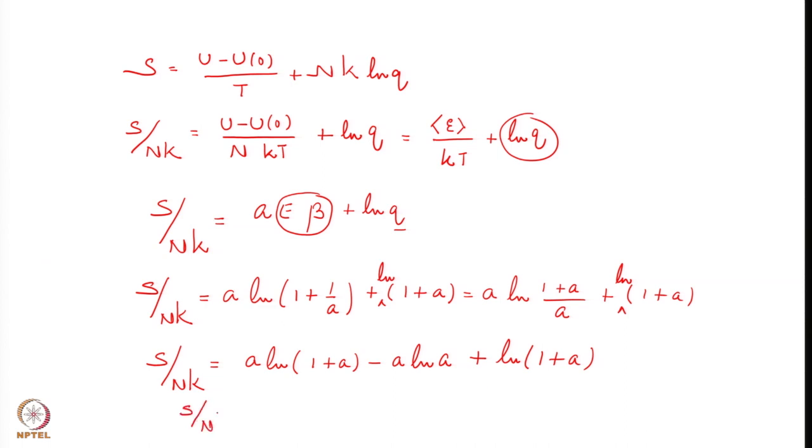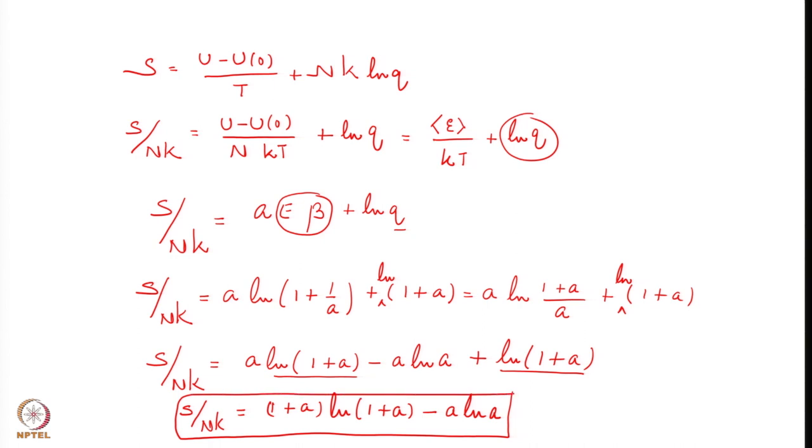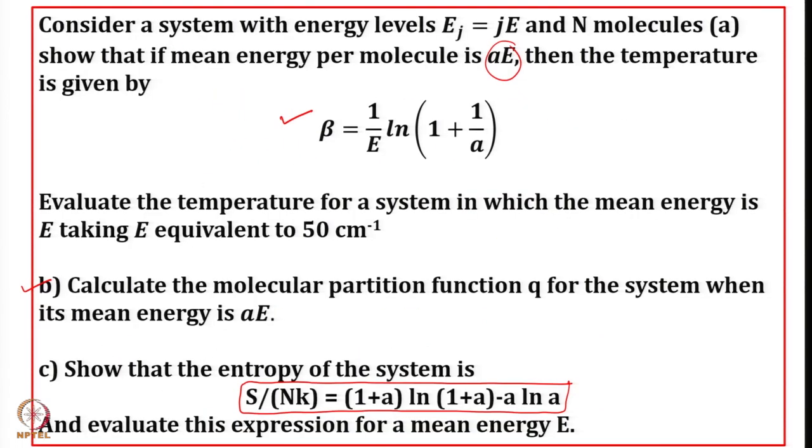Going further, S by NK, I can take log 1 plus A as common, and then it will be 1 plus A. So, 1 plus A log 1 plus A minus A log A. I have taken log 1 plus A common. So, what I have now is this expression, S by NK is equal to 1 plus A log 1 plus A minus A log A. Let us look at what was required. S by NK is equal to 1 plus A log 1 plus A minus A log A. This is what was required, and we have got it.